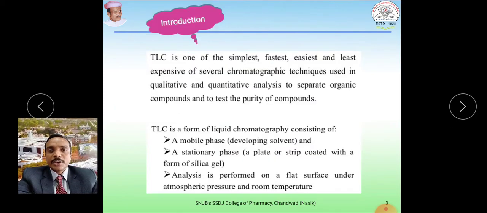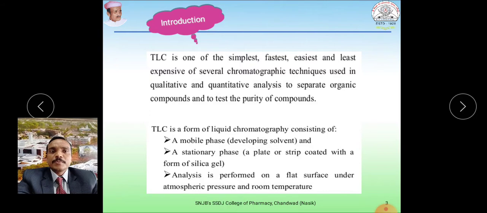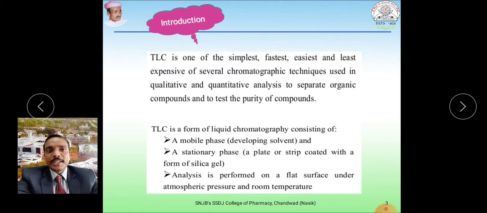So let us start with the introduction part of this. Thin layer chromatography, that is the TLC, is one of the simplest, rapid, easy and less expensive methods among the various other chromatographic techniques which are used for qualitative and quantitative analysis, for separation of organic compounds, for identification of organic compounds and for purification of compounds.